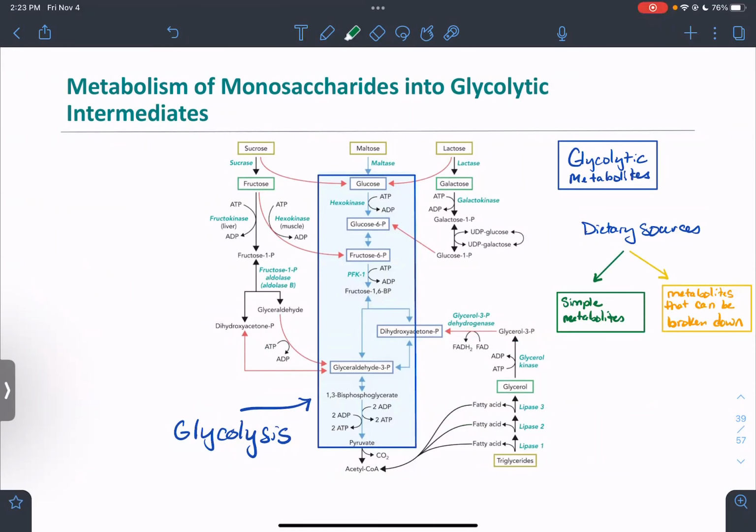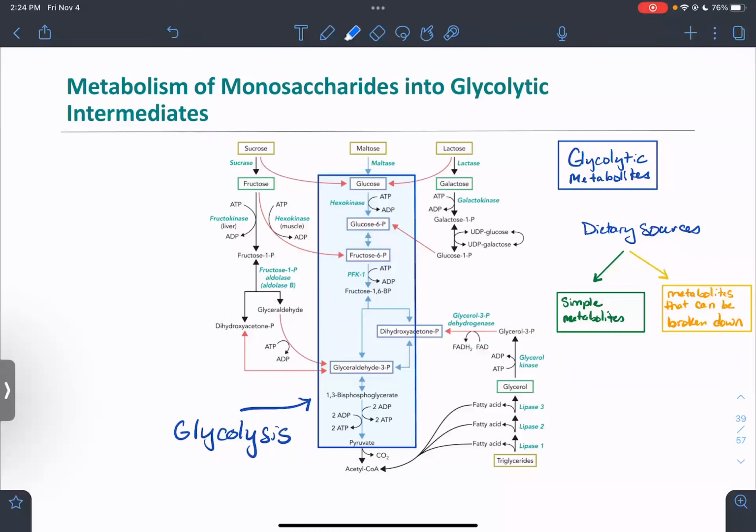So the answer is actually a lot of different places, right? Our liver cells and muscle cells obtain glucose from our diet, and we can get it from glycogen, but we're going to primarily talk about the diet here. If you look in the middle, in this blue box, this is the glycolysis pathway. Anything boxed in blue is a glycolytic metabolite, a substance that is in the glycolysis pathway. And those red arrows coming in are where our different metabolites are entering glycolysis.